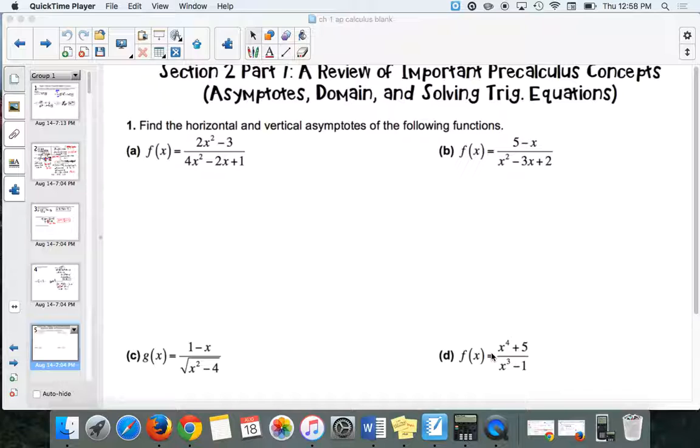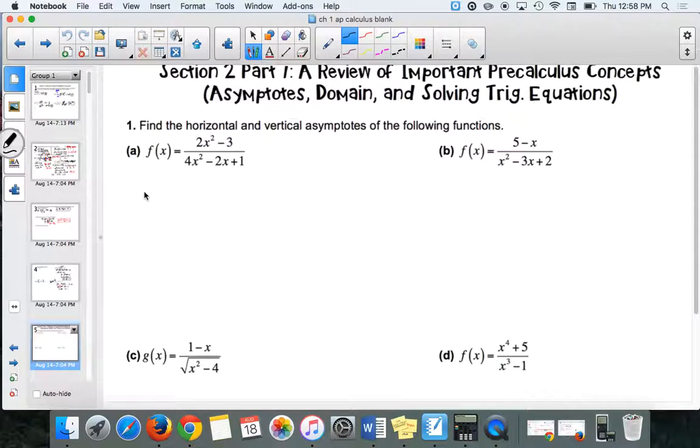All right, so if we were finding the horizontal and vertical asymptotes of a function, if you remember, the vertical asymptotes come from setting the denominator equal to 0. Do you all remember that? All right, so we're going to set the denominator equal to 0. When I do that, I'm going to have 4x squared minus 2x plus 1 equals 0.